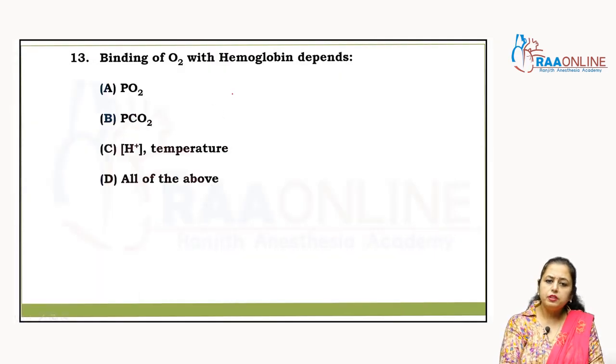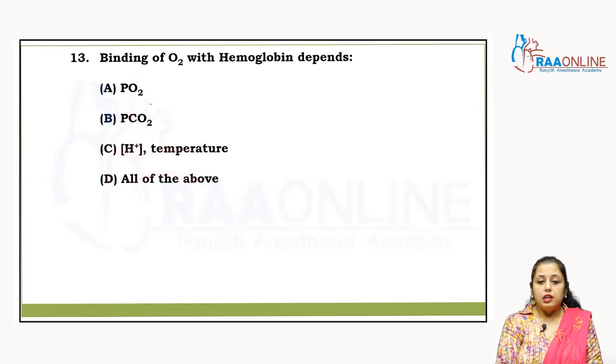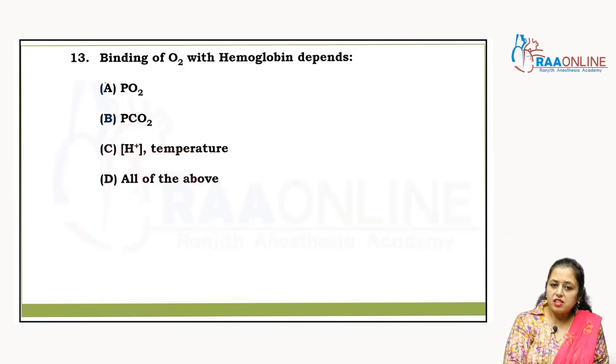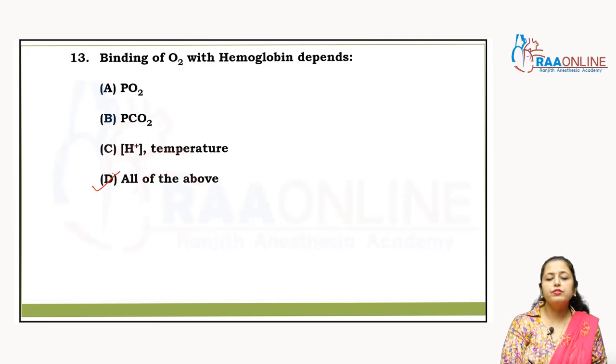Now what will happen in the next, 13? The binding of oxygen with hemoglobin depends upon mainly the partial pressure, but these are all other factors which affect the oxygen binding with the hemoglobin, right? This is the line of NCERT. So the answer is all of the above, right?